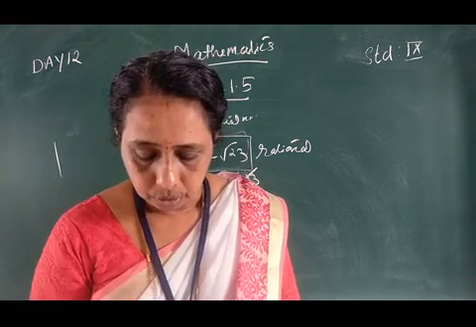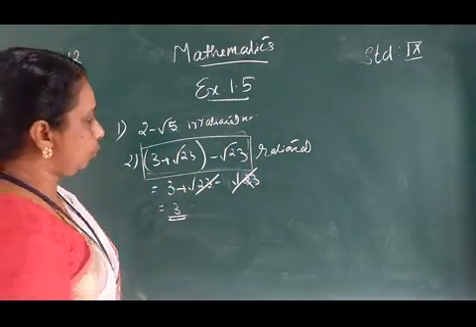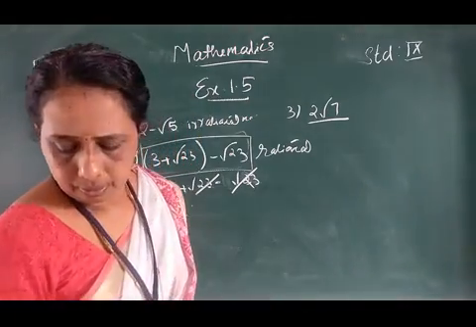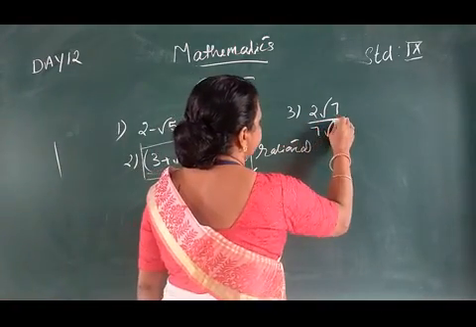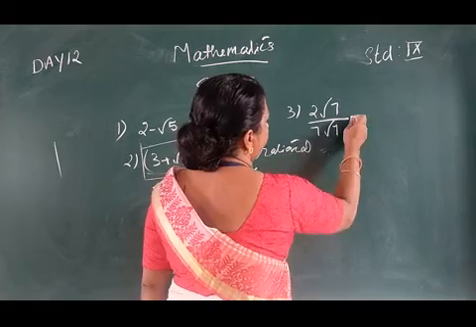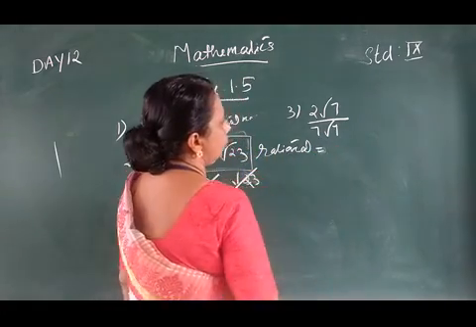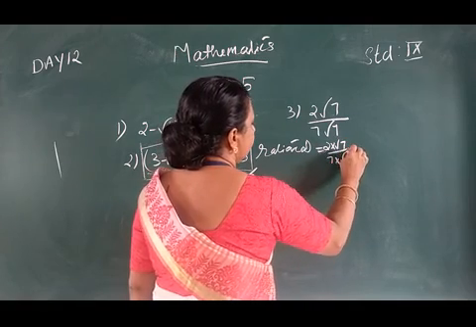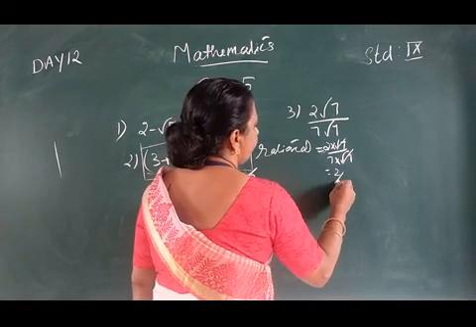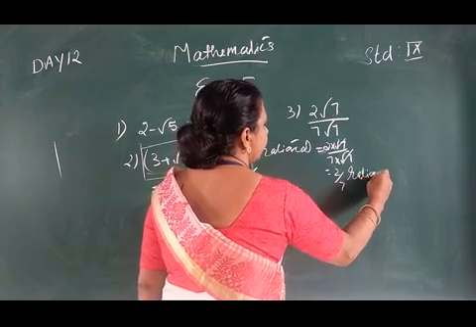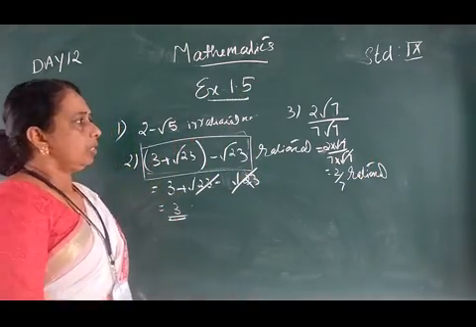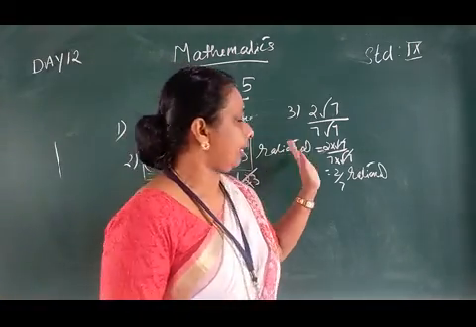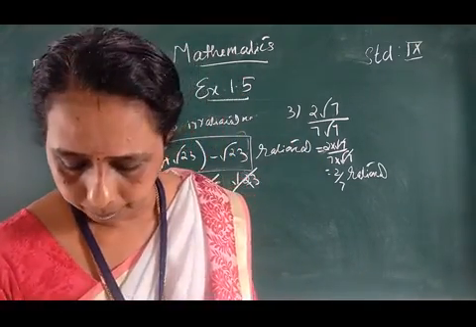Then the third one, 2 into root 7 divided by 7 into root 7. What is the answer here? That is equal to 2 into root 7 divided by 7 into root 7. Root 7 cancels, we get 2 by 7. It is a rational number.